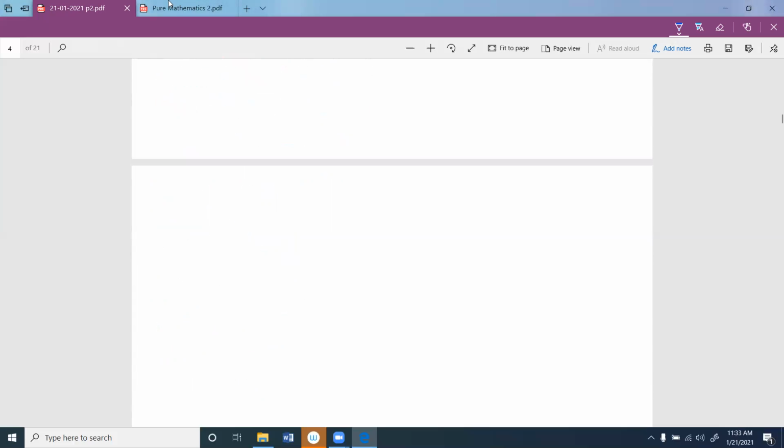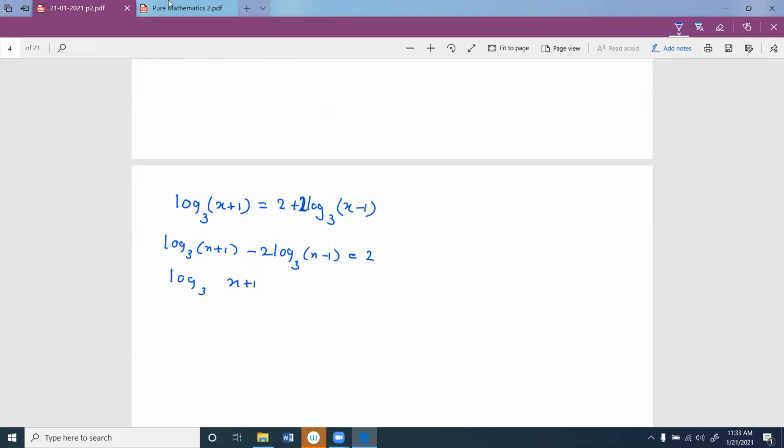So you can say log 3 (x plus 1) is equal to 2 plus 2 log 3 (x minus 1). Okay, let's go ahead with this. Same technique we use. So you can say log 3 (x plus 1) minus 2 times log 3 (x minus 1) is equal to 2. Then you can write this as log 3, this is x plus 1, and this minus you can write as a division. If you take it in, it turns up to (x minus 1) squared is equal to 2.